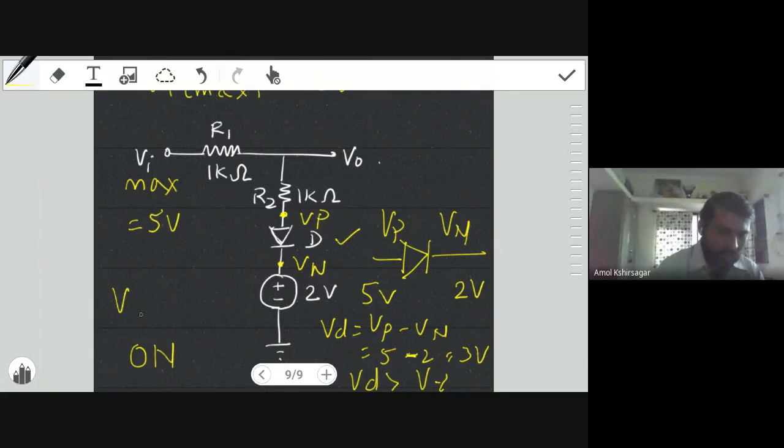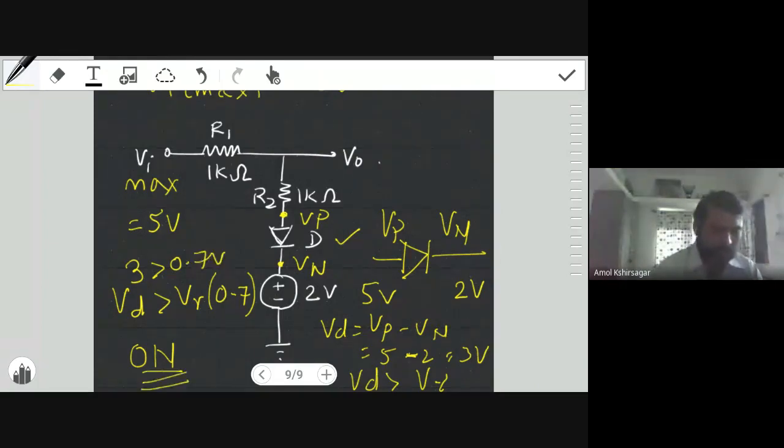When the voltage across the diode is greater than V cut-in, that is normally taken as 0.6 or 0.7. Here it is given as 0.7. So 3 is greater than 0.7. 3 is greater than 0.7 volt. Therefore, diode will be in on condition.